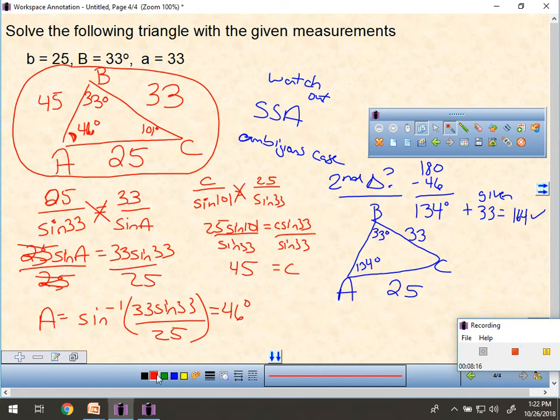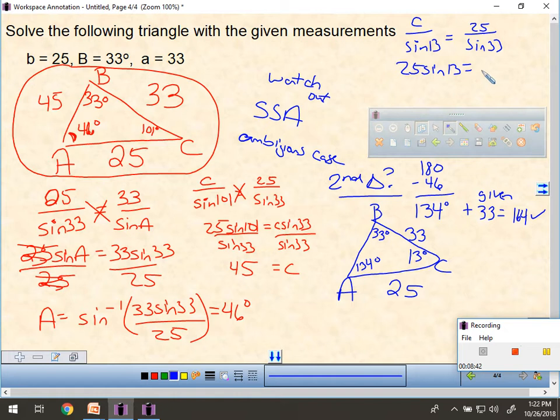And so now I can finish solving the blue one also. I'm going to add up 134 degrees plus 33 degrees, subtract that from 180. That gives me an angle of 13 degrees, so that's 13 degrees right there. And then do the same thing. I'm going to put it up here. C over sine of 13 degrees equals 25 over sine of 33 degrees. Cross multiply, so you get 25 sine of 13 equals C times sine of 33, and then just divide by sine of 33. So you're going to have 25 sine of 13 divided by sine of 33, and that gives me 10.3. So this measure is 10.3.